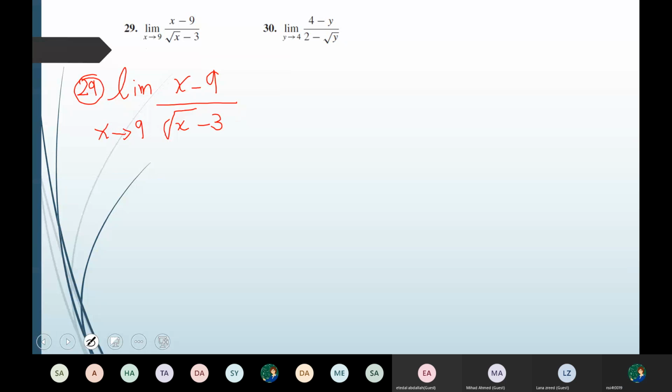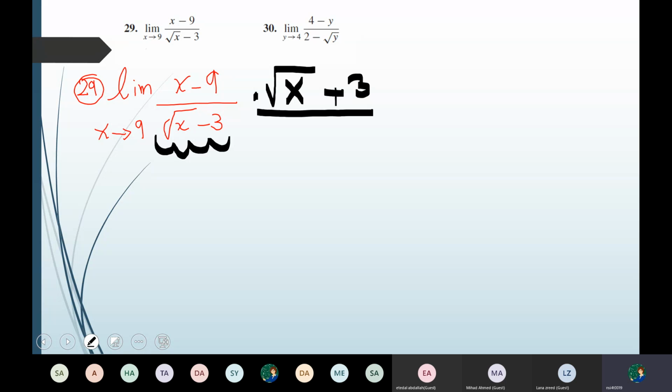Now look at me here. Look at the denominator. The denominator here is square root of x minus 3. So you have to multiply by square root of x plus 3 over square root of x plus 3. This is the first step. I will go to the denominator, where we have the radical. It's square root of x minus 3, so it will be square root of x plus 3 over square root of x plus 3.